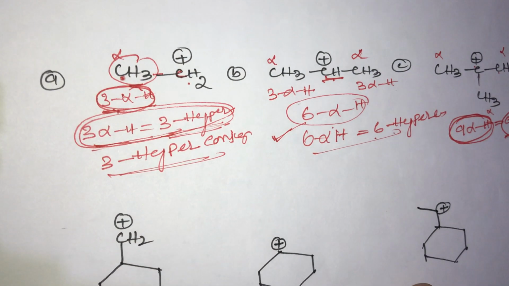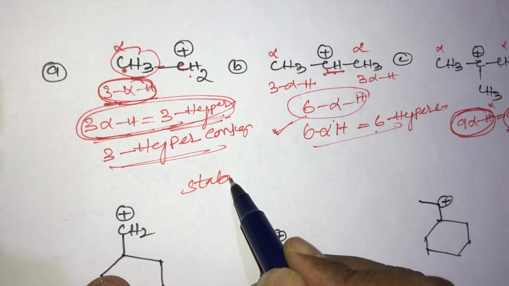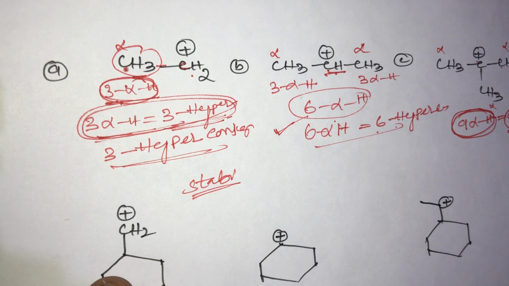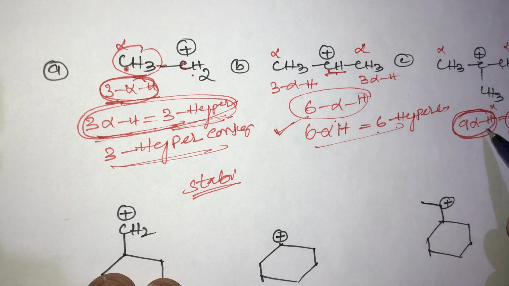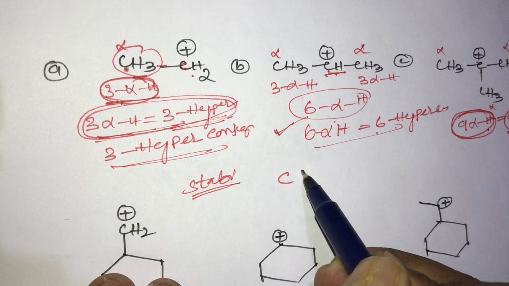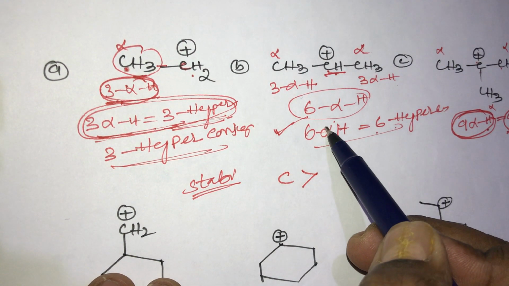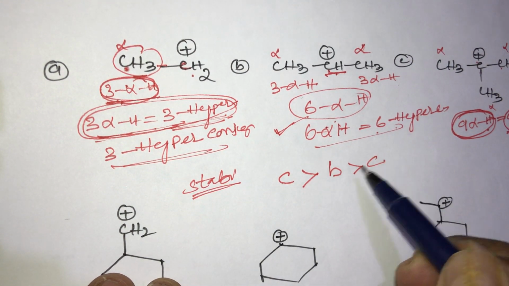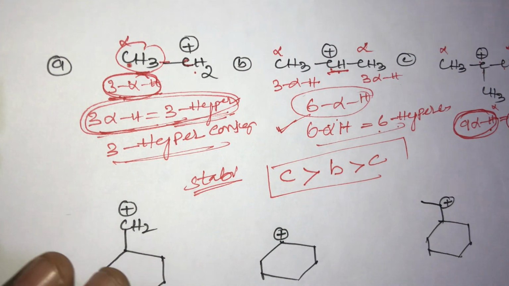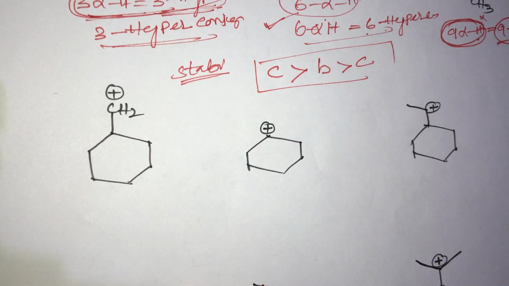So what is the stability order? Stability depends on the number of hyperconjugates. The more hyperconjugates, the more stable. Once again, students, the more hyperconjugates, the more stable. So compound C has 9 hyperconjugates, compound B has 6 hyperconjugates, and compound A has 3 hyperconjugates. This is the simple trick, students: hyperconjugates depend on the number of alpha hydrogens. Alpha hydrogens equal hyperconjugates.